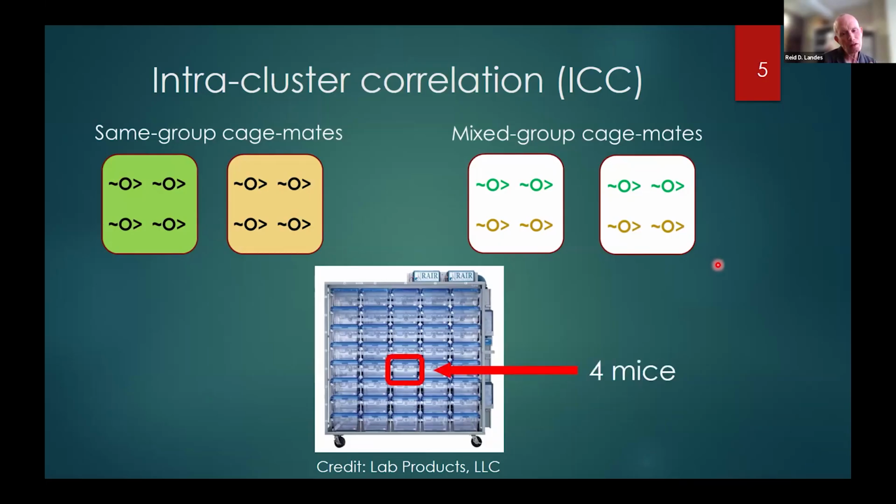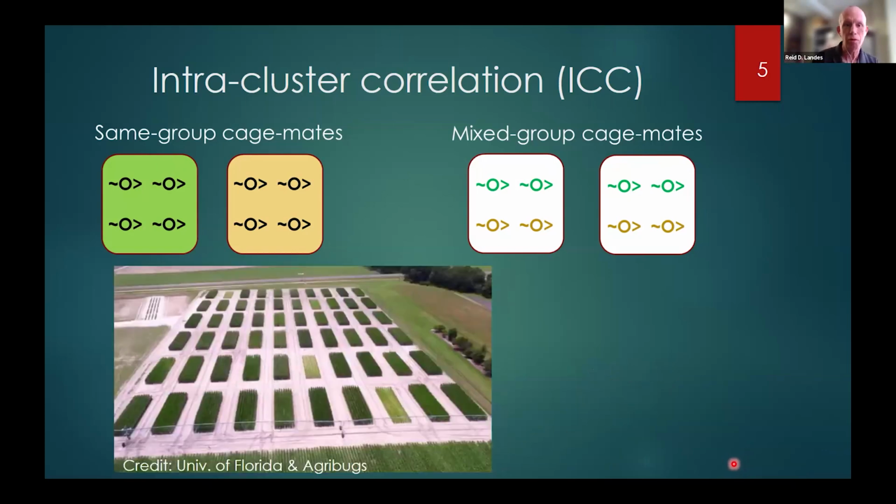However, when investigators consider these 4 mice in their statistical analyses, they often think of these 4 mice as being totally independent of each other. But they're sharing the same cage, whether it's a mixed group cage mates or a same group cage mates. These 4 mice are sharing the same cage. And from 6 to 10 feet away, it looks pretty homogeneous to me, so I don't see what the problem is. Here's an example from agriculture.